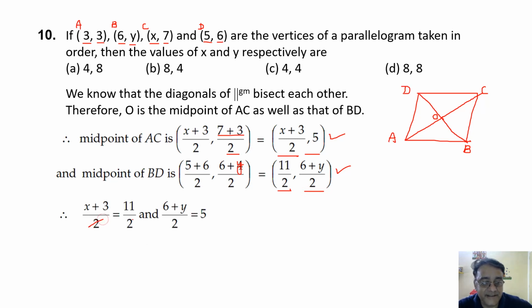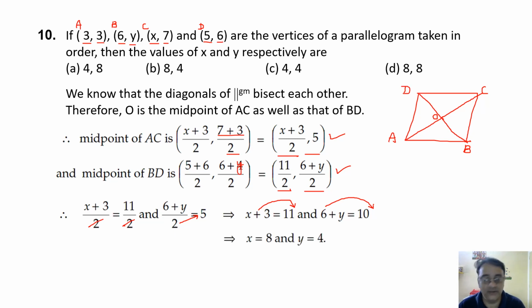So we will get this step. Here this 2 will cancel and you can cross multiply these two. So we'll get x plus 3 is equals to 11 and 6 plus y is equals to 10. Shift plus 3 to this side, 11 minus 3, and plus 6 to this side, 10 minus 6. So what are we going to get, the x and y? x is 8 and y is 4. Very good. So which option is the correct one? Option B. Option B, right.